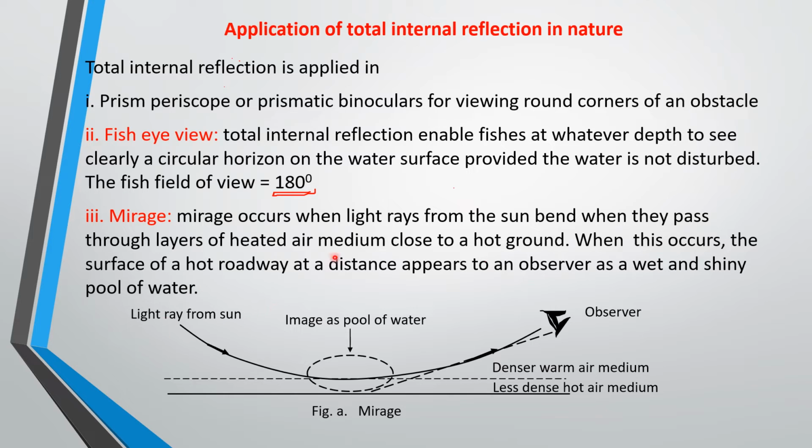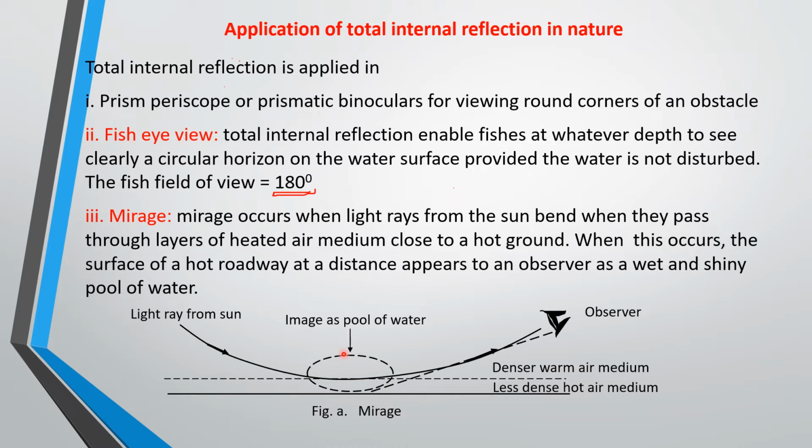What happens is that as the rays of the sun are coming down, because the day is hot, the air here will be heated and then rise up. So the air that is here is less dense than the air in this place. As this ray is coming to this area where the air is less dense, it will bend and go to the eye of an observer. So as the observer is looking, the image it will see here will be like a pool of water.